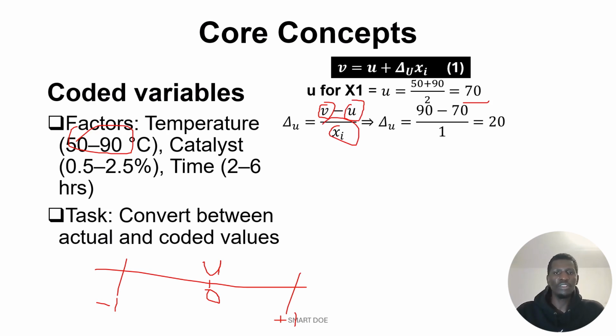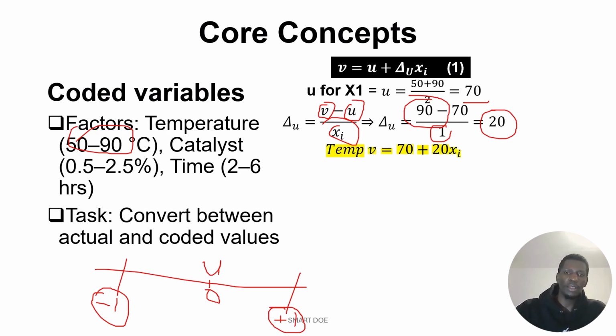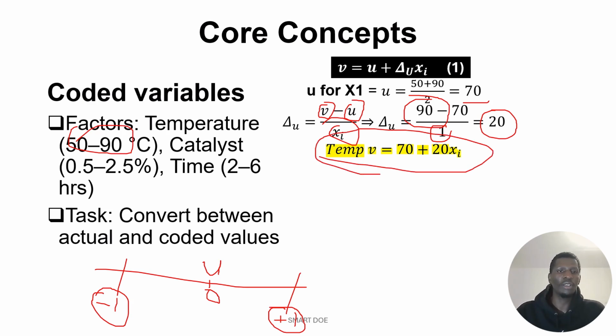So this v can either be the lower limit of component x1 or the upper limit of component x1. If you choose to go with the upper limit of component x1, also make sure you divide by the upper limit of the coded value. If you choose to go with 50 here, also make sure you divide by the lower limit of the coded value. So if you have chosen 90, we are going to divide by 1, such that the increment du is 20. So the equation that is applicable to converting any value from 50 degrees to 90 degrees would be this equation. So you can convert any value from 50 degrees to 90 degrees to their coded values.